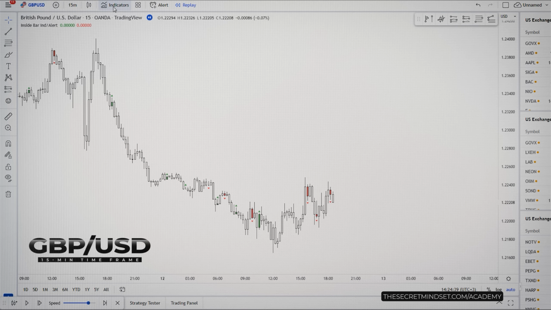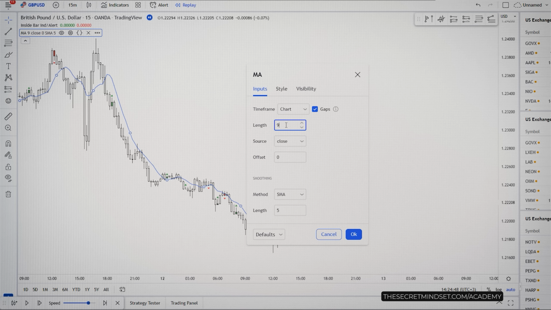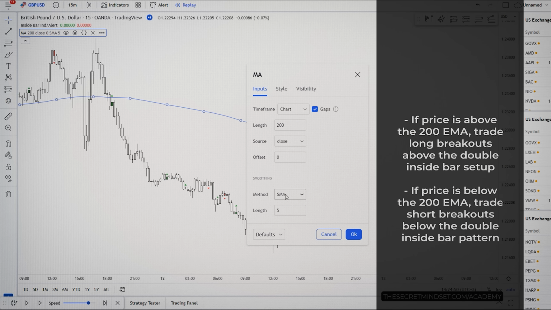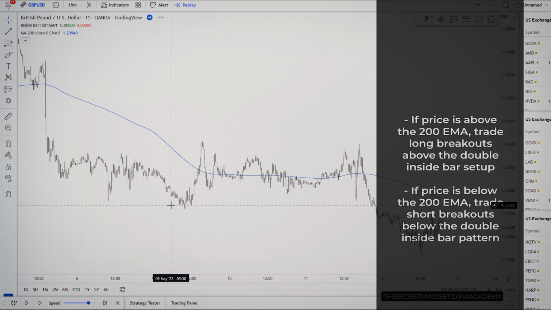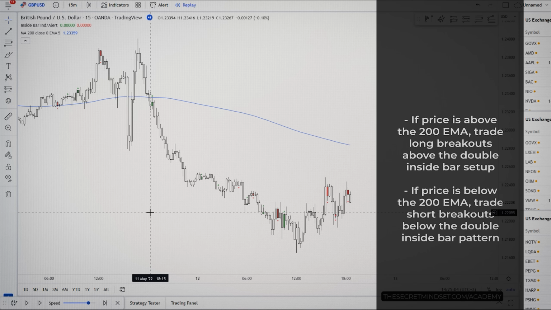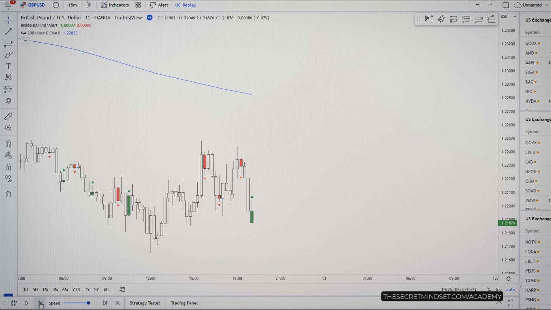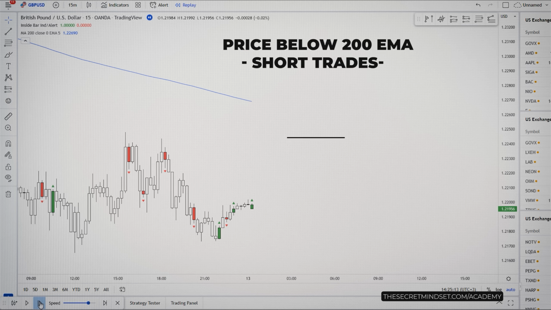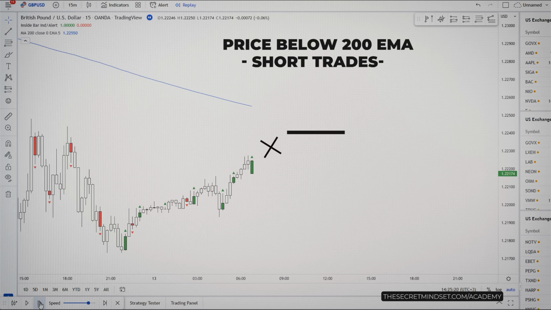Let's change the market. Let's trade a pound dollar, and let's add a moving average. If price is above the 200 EMA, you'll trade only long breakouts above the double inside bar setup. If price is below the 200 EMA, you'll trade only short breakouts below the double inside bar pattern. In this example, price is below the 200 EMA, so in this case, we'll target short positions.